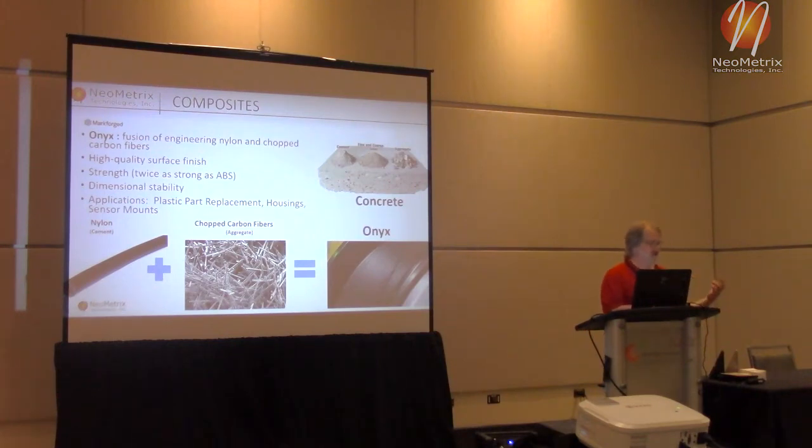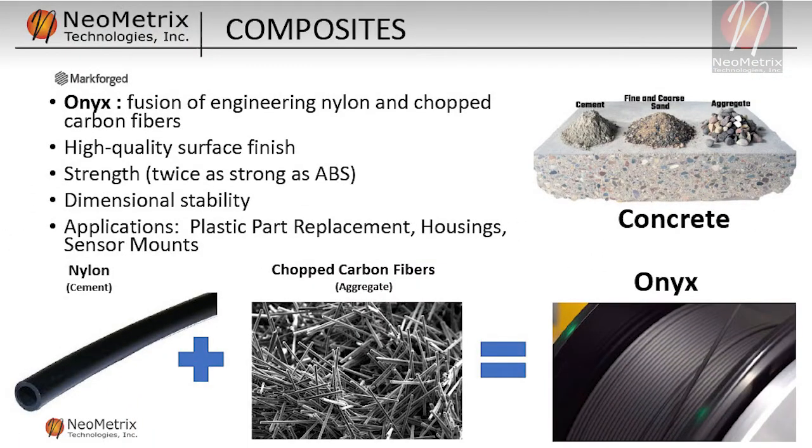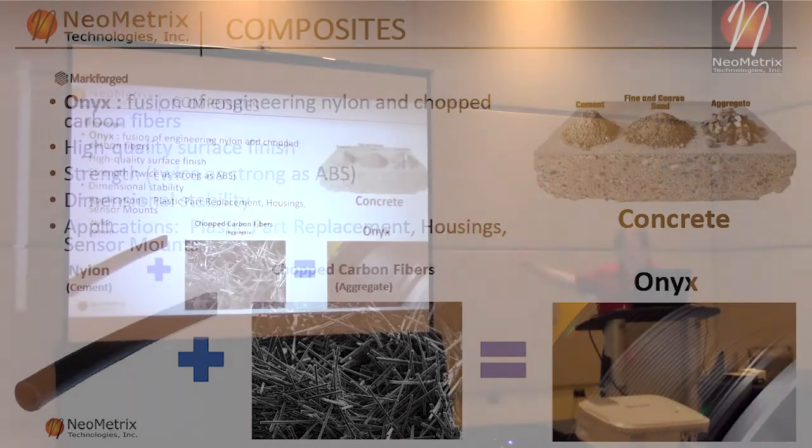Some FDM printers can also use composite materials. So one of the claims to fame of Markforged printers is their Onyx material, which is a nylon, but it's infused with chopped carbon fibers. So we like to use the example of how concrete works to explain composite materials. You have concrete, you add cement, but then it's also filled with some sort of aggregate. So that's a composite material. Similarly, the Onyx has a nylon base, but then it's got the chopped carbon fibers in there, which act like the aggregate does in concrete.